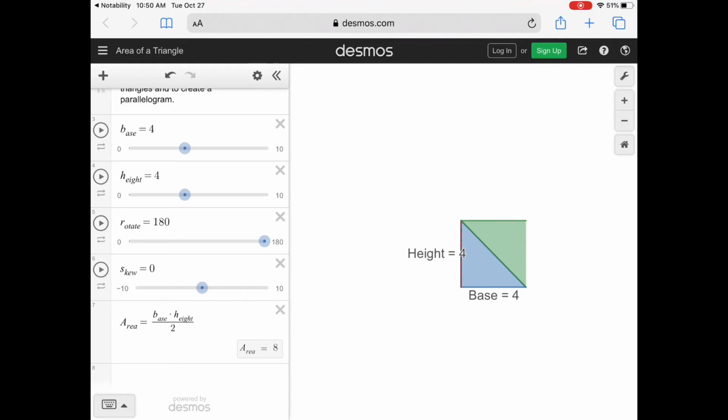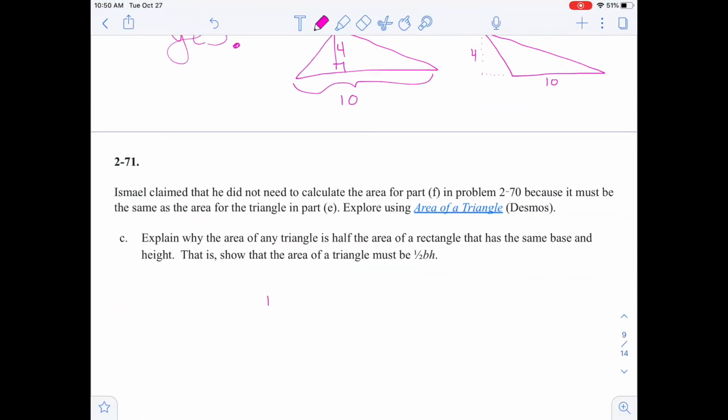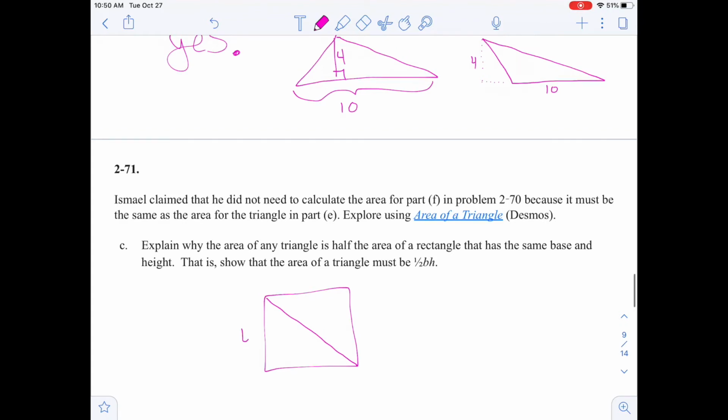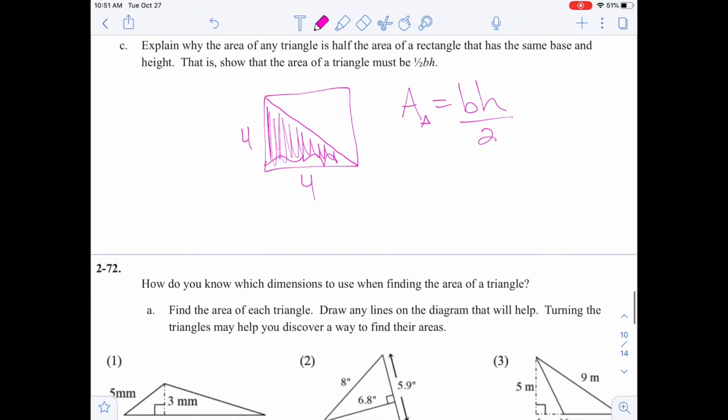So let's go ahead and draw that in and show that if you have a triangle, it's always going to be half of a parallelogram or a rectangle. So here's an example here. And so this is half. So the area is going to be your base times your height divided by 2, because it's a triangle, it's half of that.